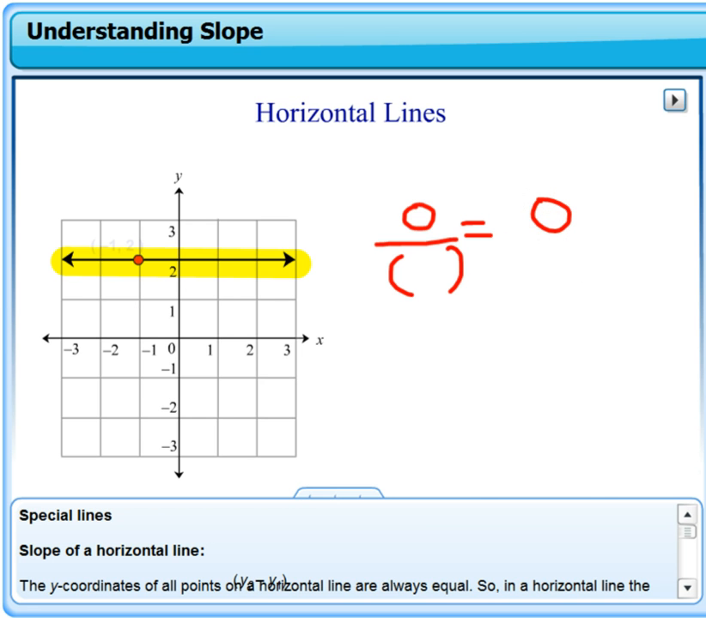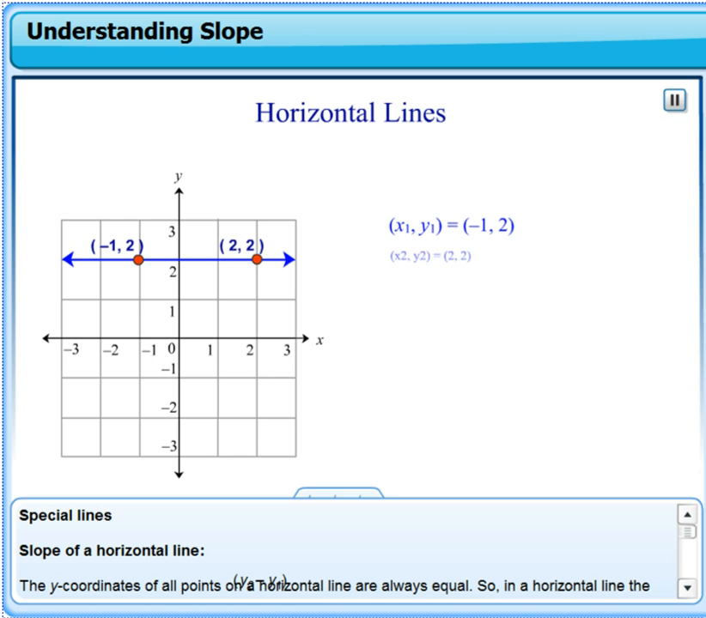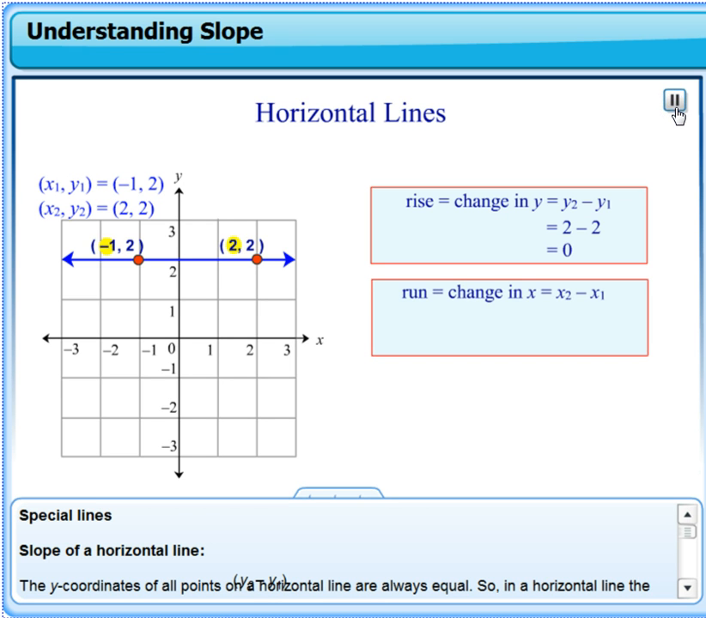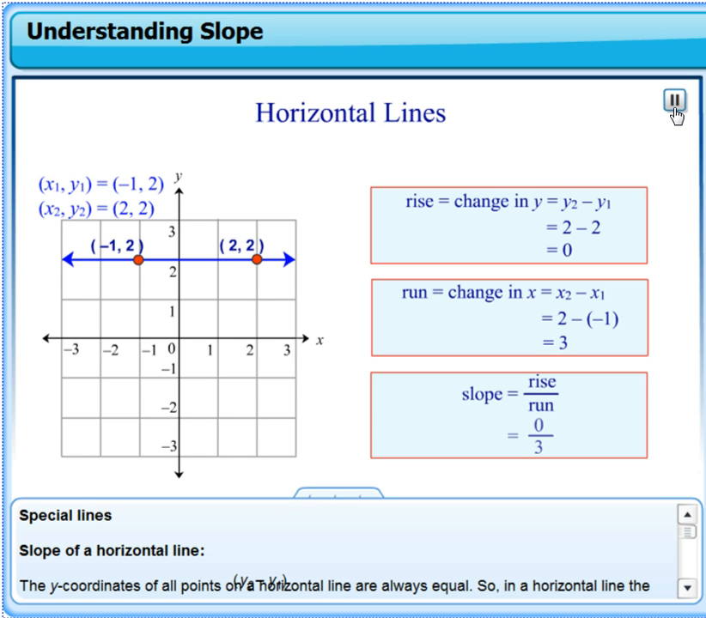Now let's see how it's calculated using the 2 points, y2 and y1. If I take 2 points on the line, which would be (-1, 2) and (2, 2), the slope is again rise, the change in y coordinates, which is 0, over run, the change in x coordinates, which is 3. So the slope is 0 over 3, which is 0.